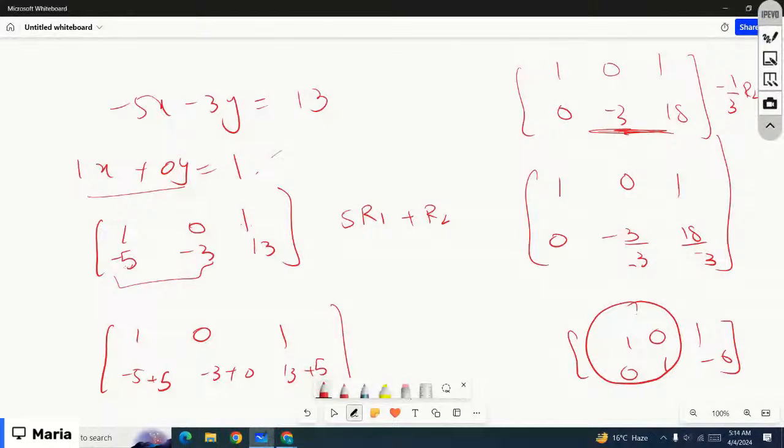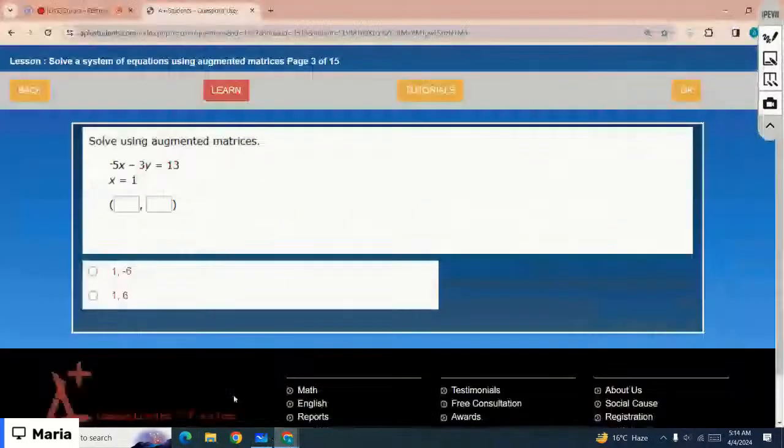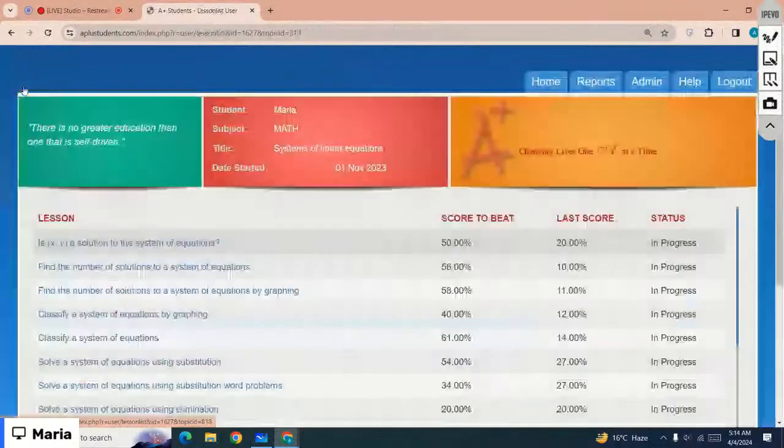And the next lesson is solve a system of linear equations using any method, right? So whatever method you find easy, it depends on the type of equations you are given. You have to use any method that you find easy. You can use the substitution method, the elimination method, and the augmented matrices method, right?